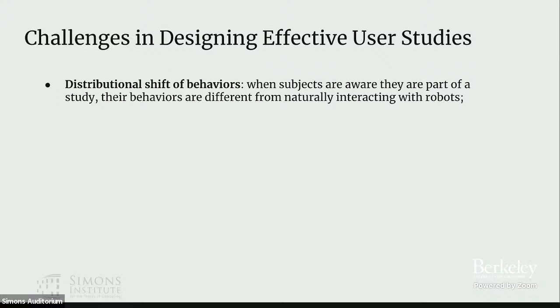human subjects are very complex and their behaviors shift when even a single factor of the condition changes. And it's well known that when subjects are aware that they are part of a study, their behaviors may become different from when they are naturally interacting with robots. So this is kind of conflicting with what we initially target for, because we actually want to be able to learn from natural human reactions.